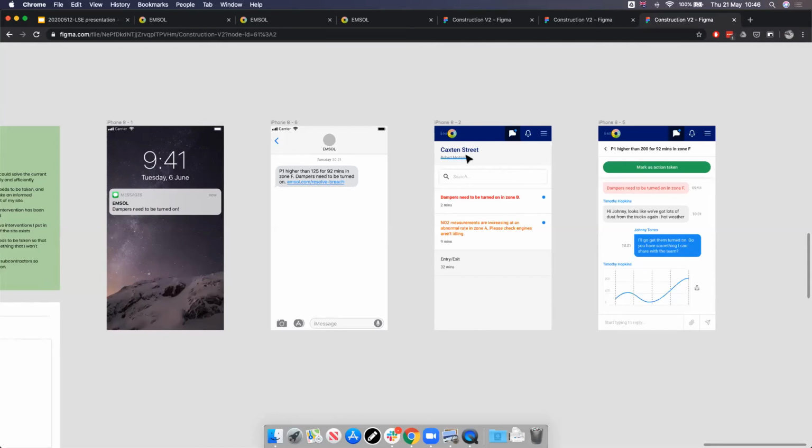get a notification on their phone when the air quality in an area that they are responsible for has gone above a certain level. They can then have a look at the graph, as you can see on the right here, and they can have a conversation and put notes in about the air quality.